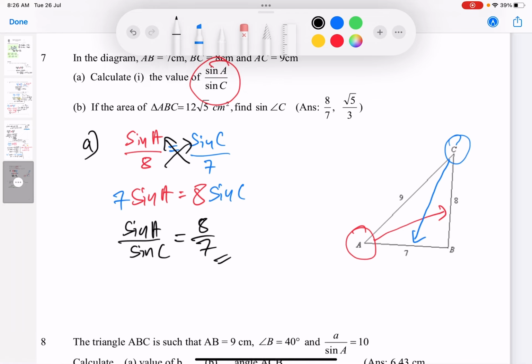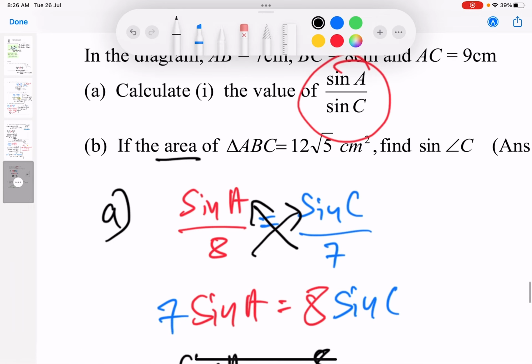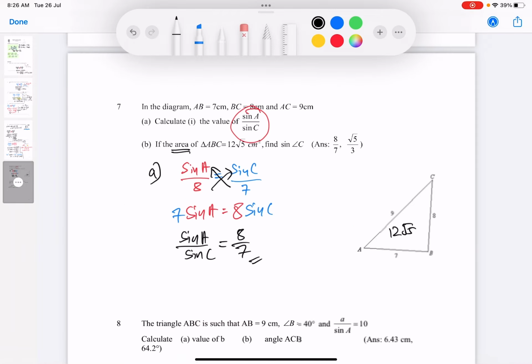Okay, now the next one. For part B, a lot of you get stuck in part B, don't know how to continue. They say if the area of triangle ABC is 12 square root 5 cm square, find sine angle C. So they are basically telling you that the area of this triangle over here is 12 square root 5. Now, when they tell you area, what formula should come into your head? The first one should be half times base times height, right?